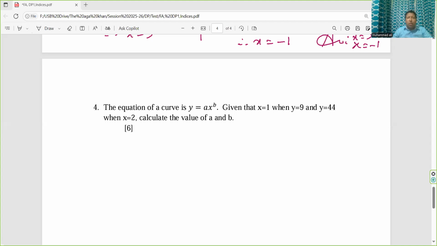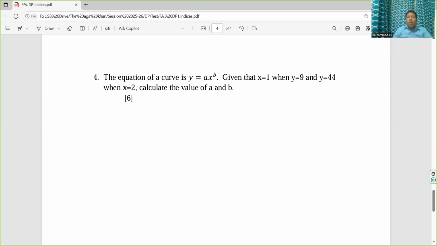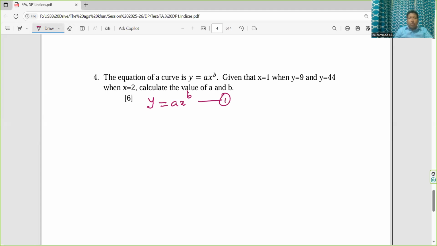The equation of a curve is y equals a x to the power b, given that y equals 9 when x equals 1 and y equals 44 when x equals 2. Calculate the value of a and b. So at first you have to write y equals a x to the power b when x equals 1 and y equals 9. 1 to the power b means 1. So therefore we'll get a equals 9.